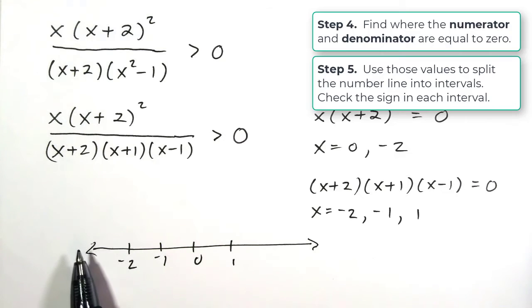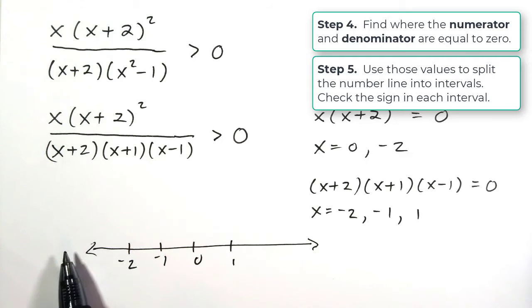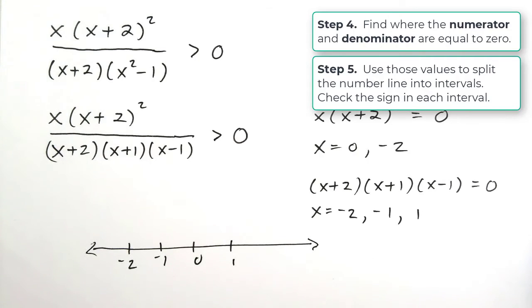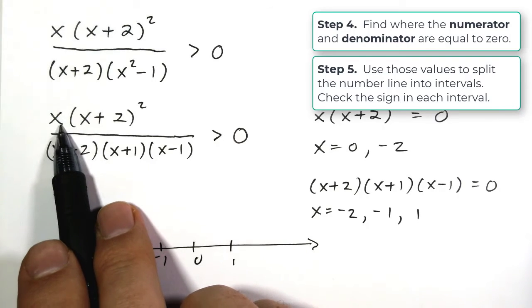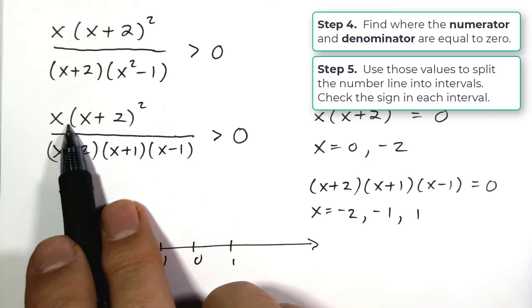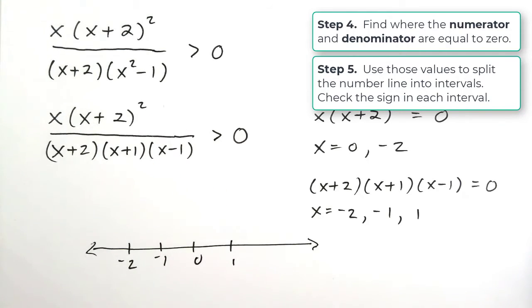So let's take the interval furthest to the left. What we can do is just take a number in here, like -3, and plug it into the function. You can compute it and see, do I get a positive number or a negative number? But you could also be a little bit less specific and just think about what's going to happen. If I take -3 and plug it in here, what am I getting? I'm getting a negative number here, and this is going to be positive because it's squared. So the numerator is negative.